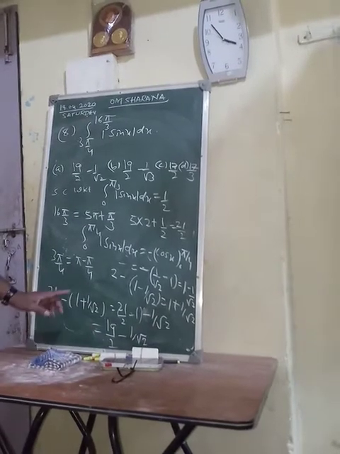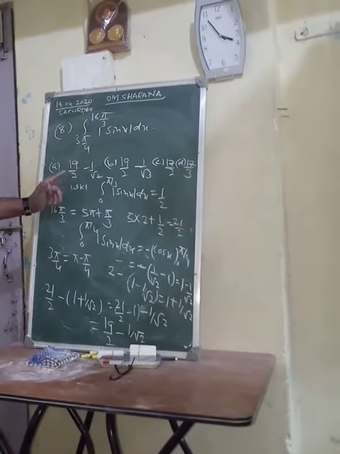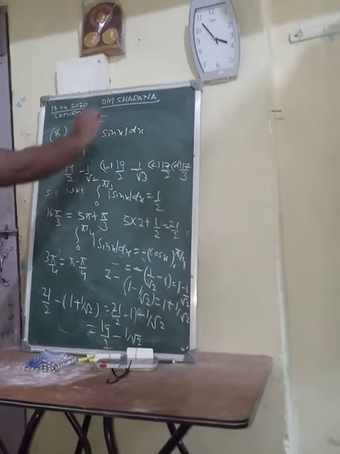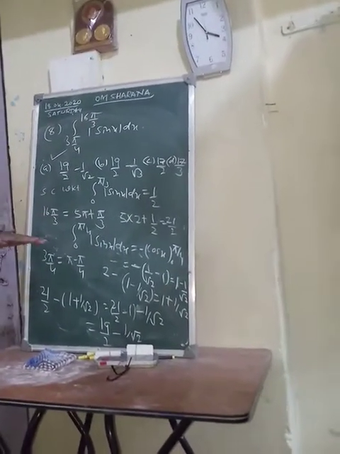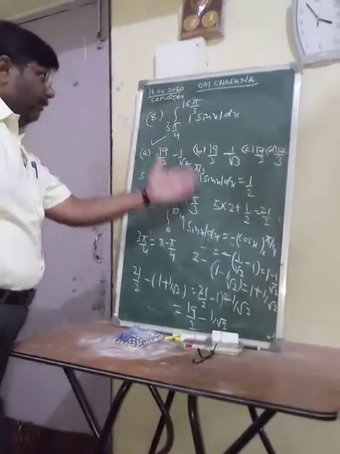19 by 2 minus 1 by root 2. To adjust to our given options, the first option is correct. In whatever form the option is given, we have to get the value of the given integral in that form only.